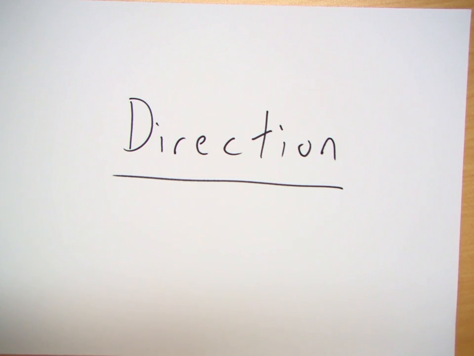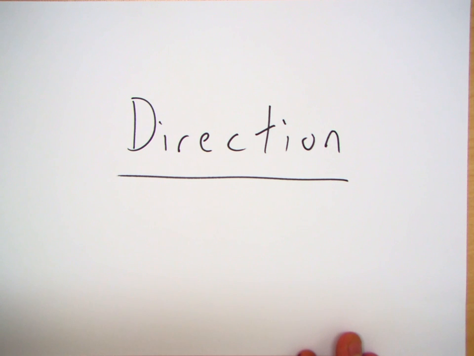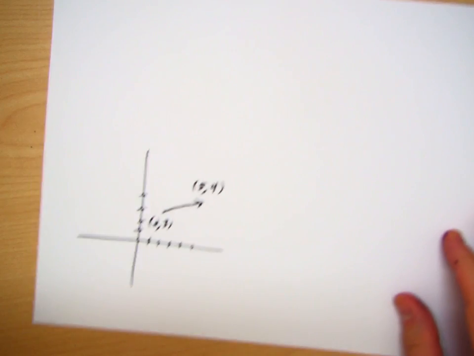Okay, now we're going to talk a little bit about direction. We talked about magnitude a lot and components. We're going to look at the direction of a vector. And so I just started off with an example like this.